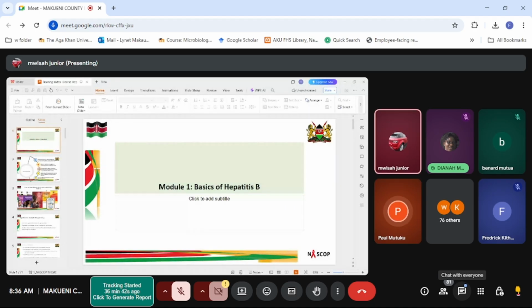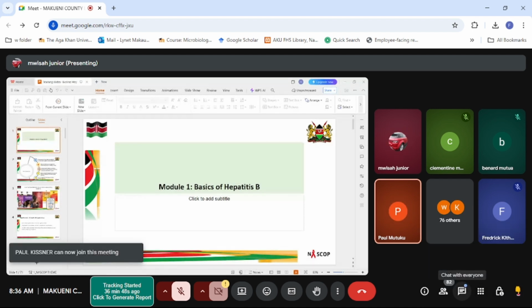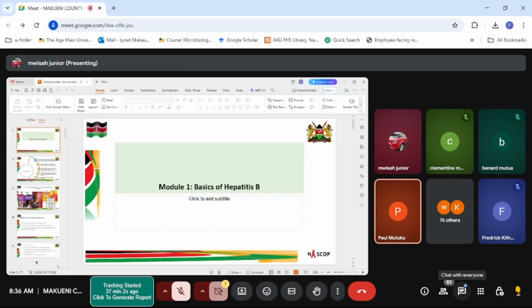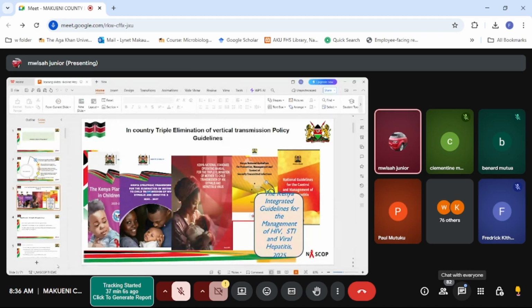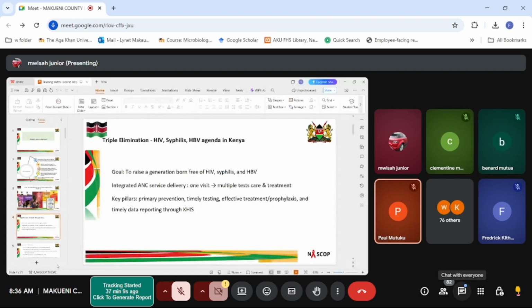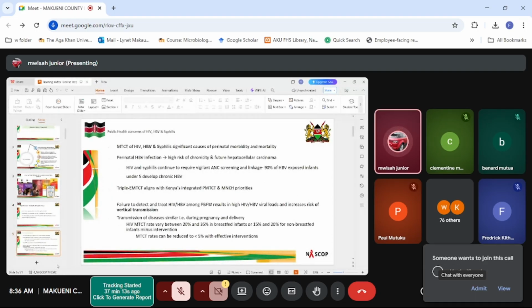It's not moving. We are still on the first slide and we are hearing what you're speaking, that is in the preceding slides. What of now? Yeah, that is okay now. Okay, we have gone through those. Tumefika hapo sasa.